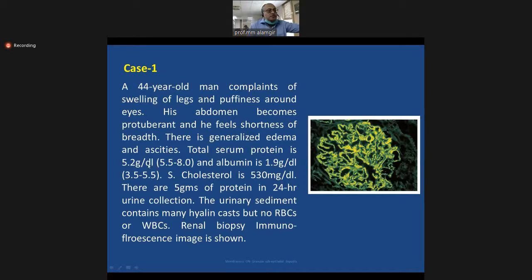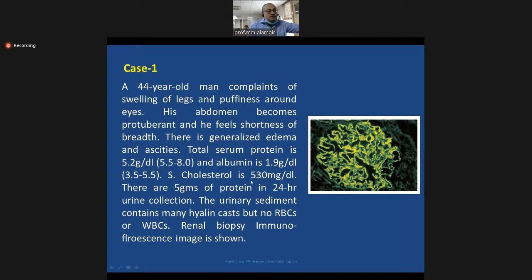The total serum protein is within the normal range, but the albumin is low. That is, it is 1.9 grams per deciliter instead of 3.5 to 5.5 grams. So it means there is selective proteinuria. In the conditions we'll be discussing, there could be non-selective proteinuria as well as selective proteinuria. Proteinuria in the initial stages remains selective, but later on it may be non-selective. So here, this could be an early stage of the disease in which we have selective albuminemia. Albuminemia means reduction in the serum albumin, and there is albuminuria. So there is loss of albumin.